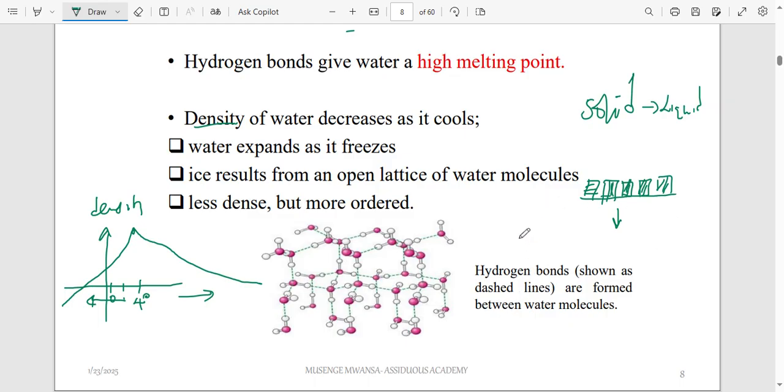Another thing that you need to know about density is that for water, normally you learned in high school that if you have a solid, the particles are closely packed, and then liquids, they are sparsely packed. This is going to be opposite for water. Liquid water, the particles are closely packed, while solid water, which is ice, the particles are sparsely packed.